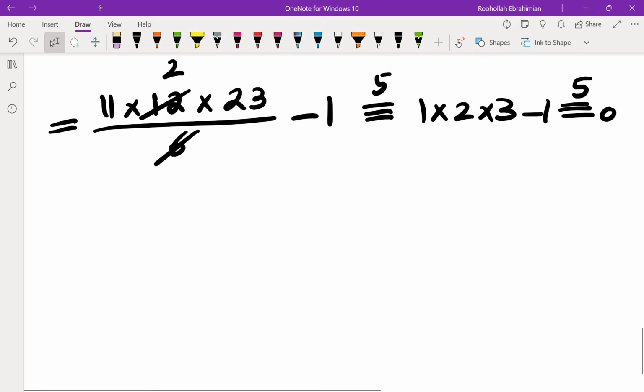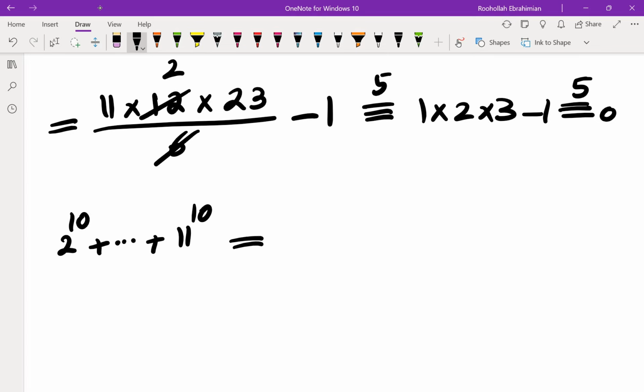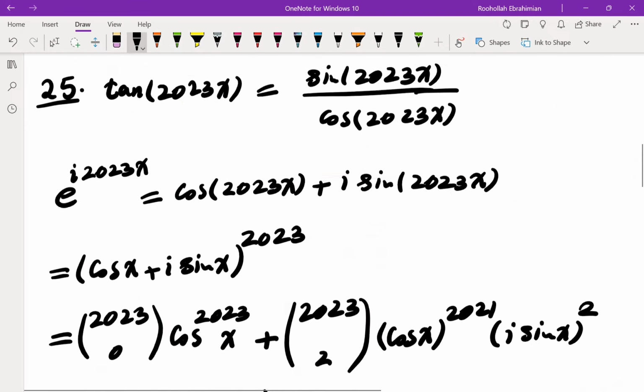Now we'll have to take it mod 2. So if we look at 2 to the power of 10 all the way to 11 to the power of 10 mod 2, there are 10 numbers in this sequence of numbers. 5 of them are even, 5 of them are odd. So this would be 5 then. So this is 1 mod 2. So we are looking for something that is 0 mod 5 and 1 mod 2. So the answer is then 5.